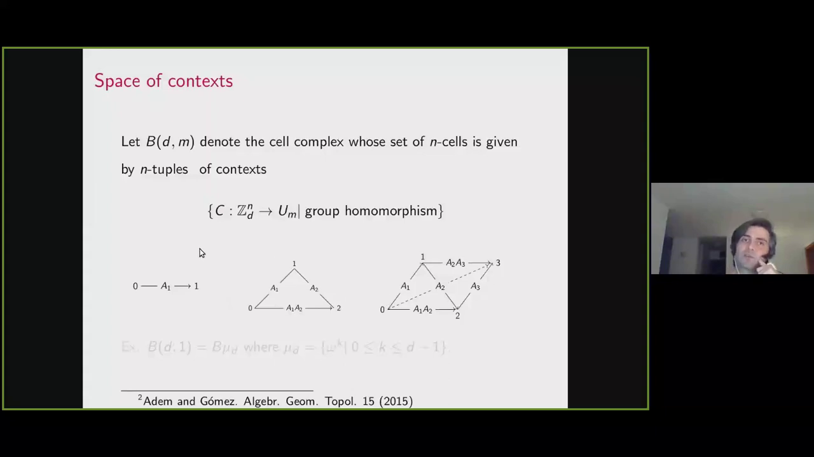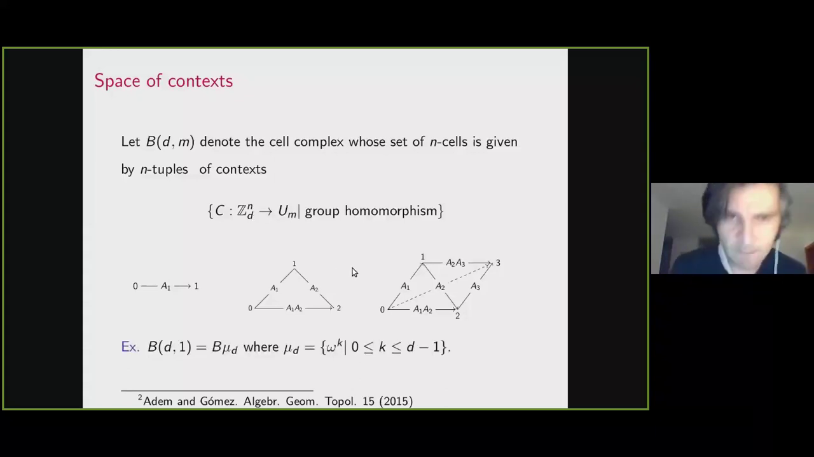There's a way to glue all of these separate pieces into one whole piece, and this whole piece is called the space for contextuality, and I will denote it by BDM. So there are 2 parameters here: the unitary group and the D here in the integers mod D. The simplest example of this is when the unitary group is 1. So we are looking at contexts in the scalar group essentially. That gives the classical object, which is a classifying space of this group mu D. This is the multiplicative group generated by omega, where omega is the root of unity.